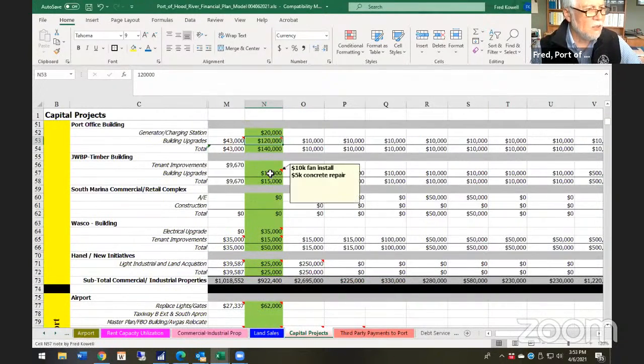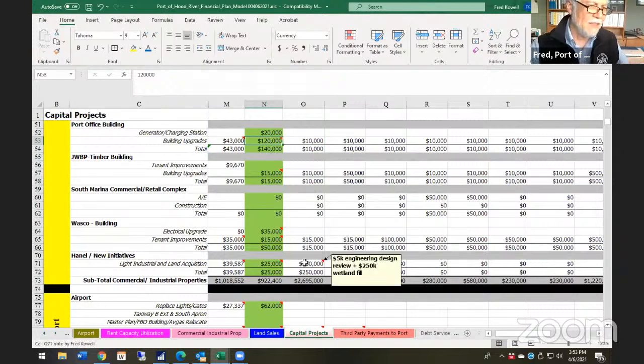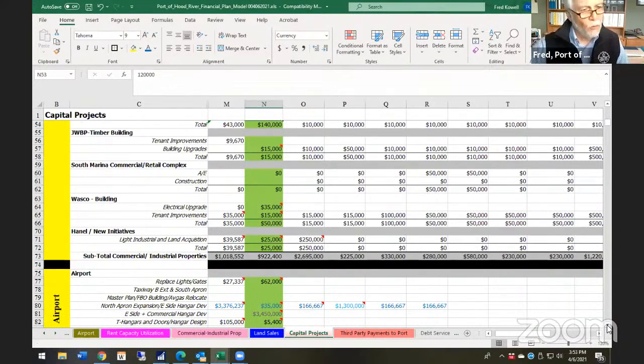The rest of it, a little bit of work for fan and concrete over in the timber incubator. The rest of it is just, like I say, placeholders that are out there. Wasco, some electrical upgrade, and a $15,000 placeholder. There again, I put out some placeholders in the forecast. The larger amounts is a higher TI that could occur in those later years.